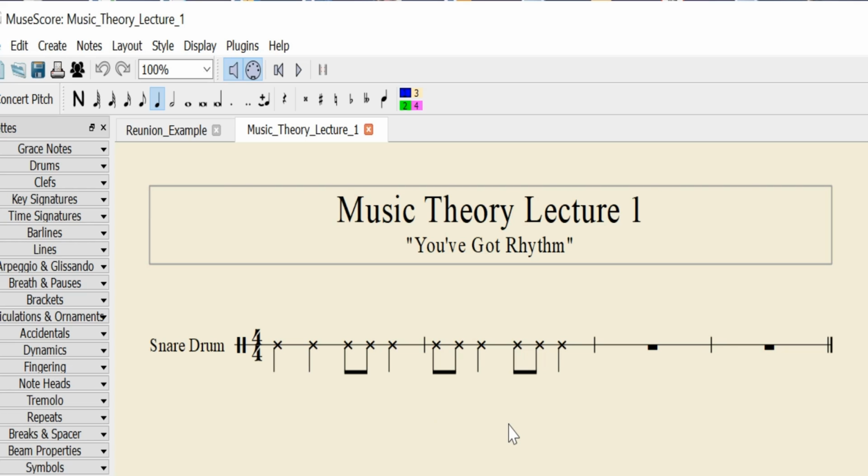Ta-ta-ta. If we did a lot of syncopation through here, it would be ta-ta-ta-ta-ta-ta. When you listen to music, you'll recognize these. You'll hear them. You'll understand them better as you're listening to some music.